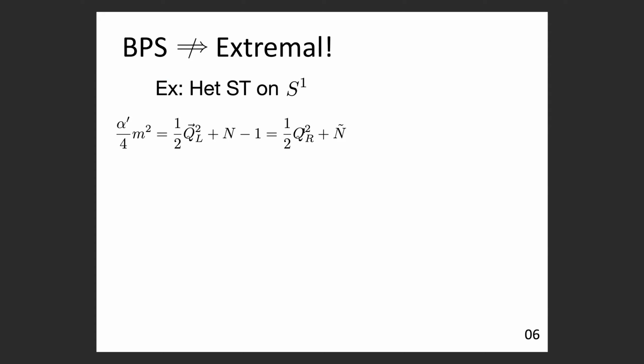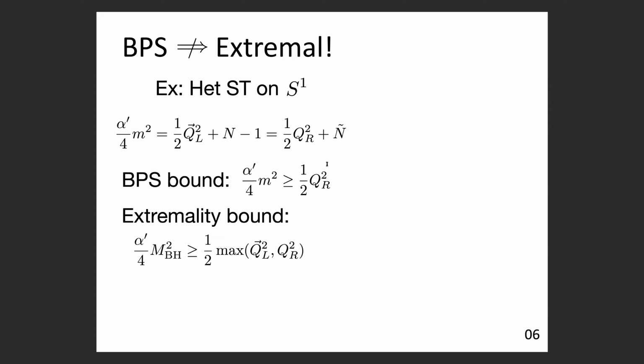And I have my left movers and my right movers in this level matching condition. All right, so there's a BPS bound, which is that alpha prime over 4 m squared is bigger than or equal to half q right squared. It's very obvious that this is true because n tilde is a non-negative integer. There's also an extremality bound for black holes, and it looks like this. Instead of this expression, it's got the maximum of q left squared and q right squared.